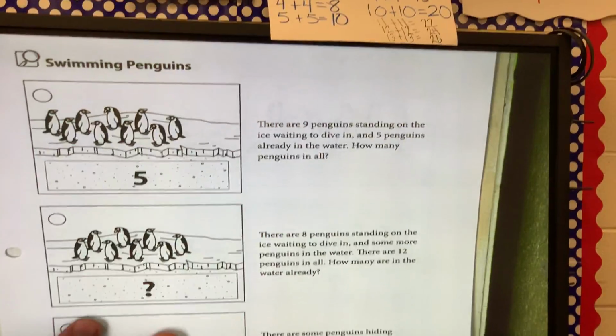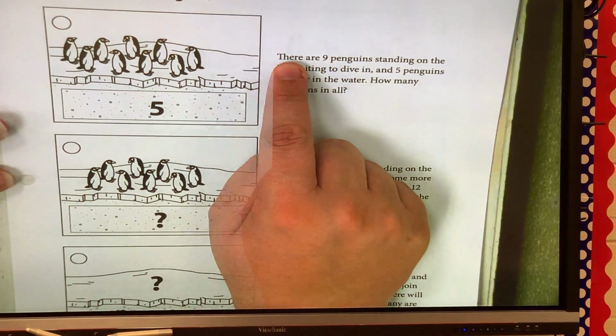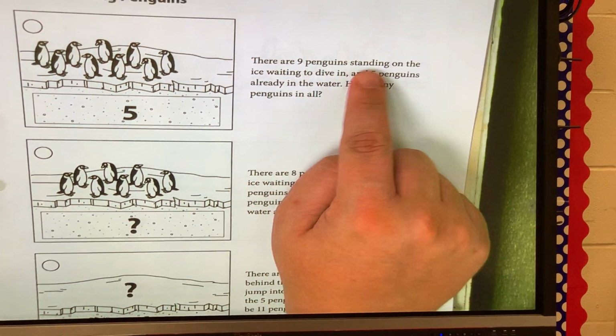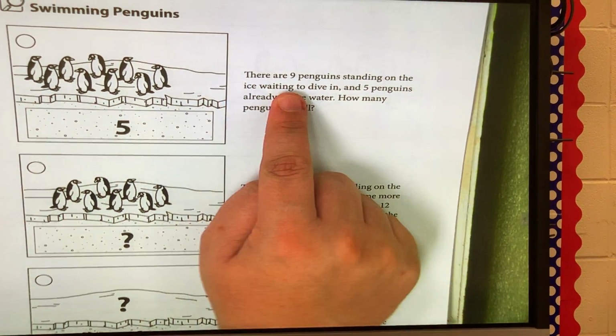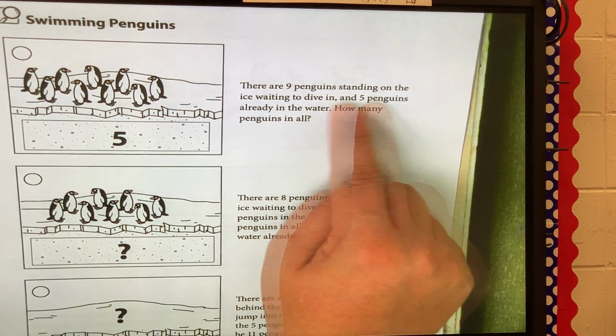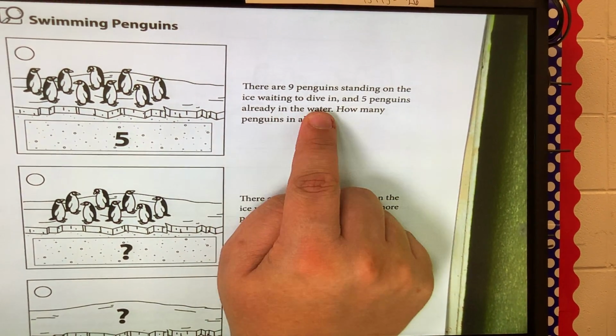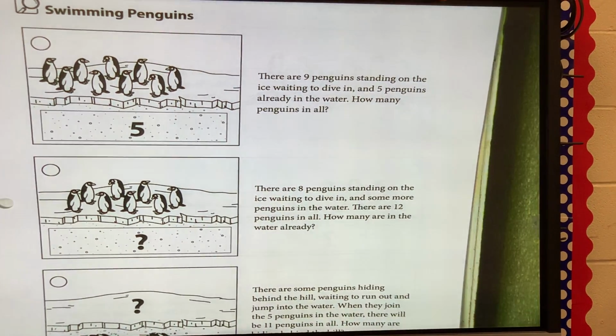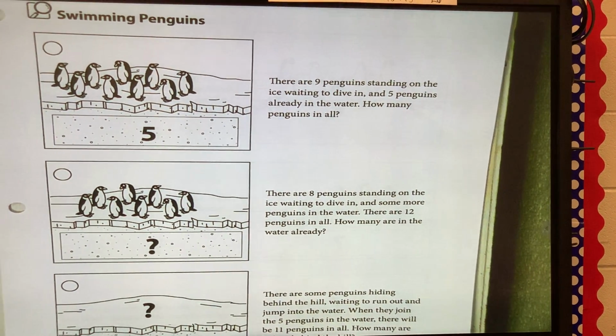All right, let's look at this first one. It says, there are 9 penguins standing on the ice, waiting to dive in, and 5 penguins already in the water. How many penguins are in all? Who can tell me my equation?